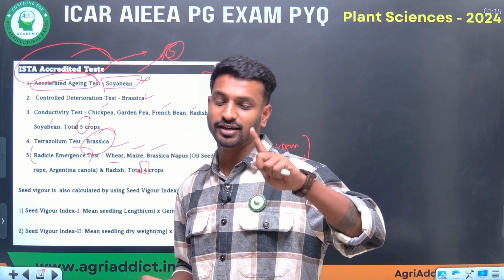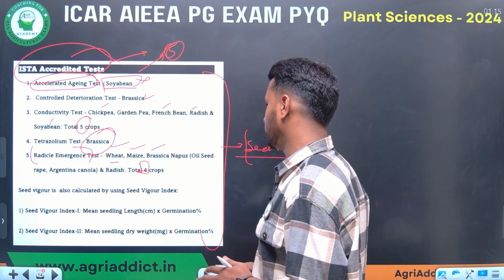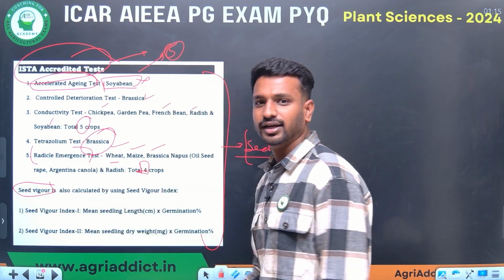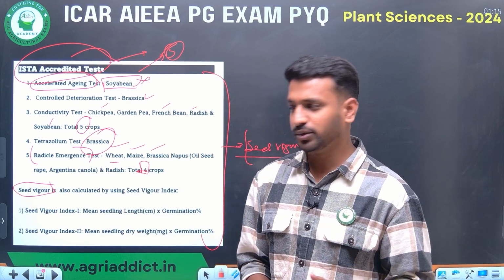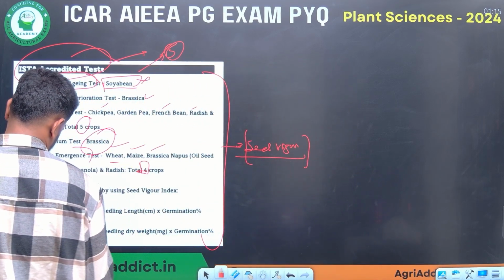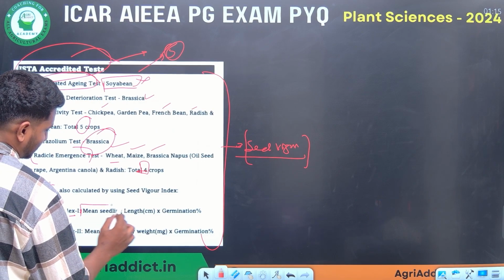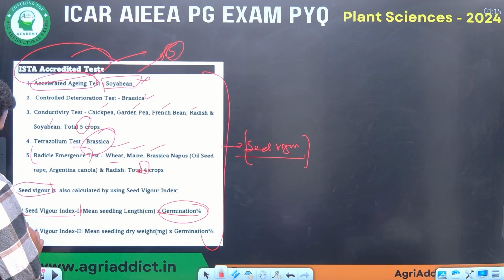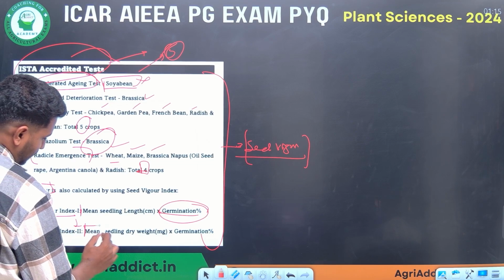This question can definitely come in the exam, so make sure you know it. And I told you about the seed vigor. So seed vigor, how it is calculated, it is called seed vigor index 1 and 2. Seed vigor index 1 is mean seedling length into germination percentage, first one. And second one, vigor index 2, is mean seedling dry weight.